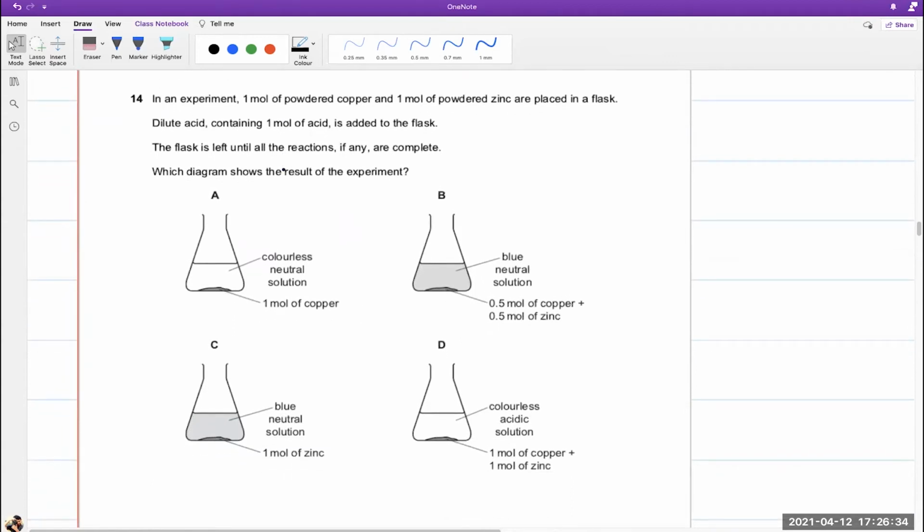In an experiment, 1 mole of powdered copper and 1 mole of powdered zinc are placed in a flask. Just some pieces of information that should come to your mind when we talk about copper and zinc.